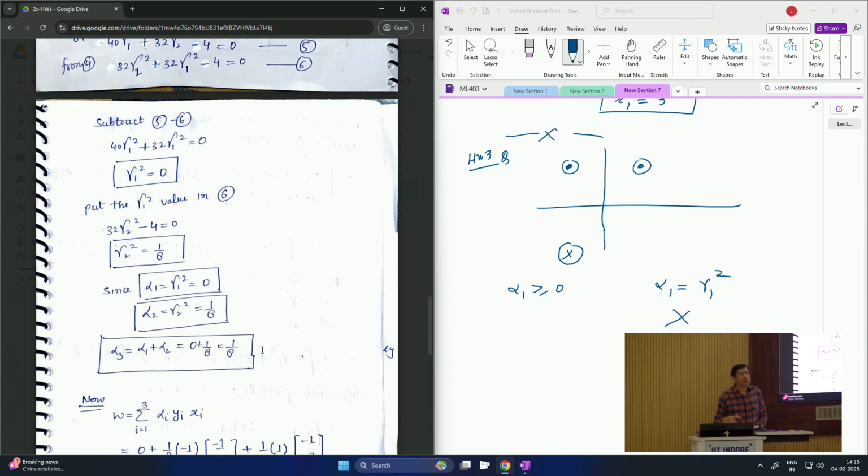Do this at home. If this is going fast, once you work it out yourself, it becomes easier.